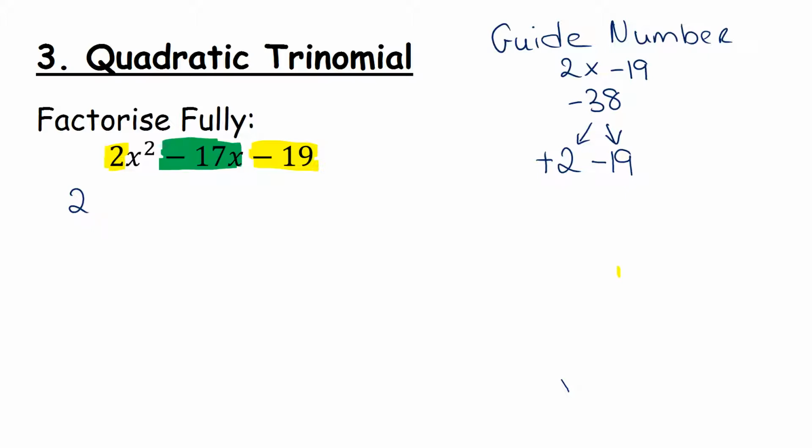Technology has come a little bit haywire. So we'll have 2x squared plus 2x minus 19x minus 19. So now we have four terms. All we've done is we've rewritten the minus 17x as plus 2x minus 19x.